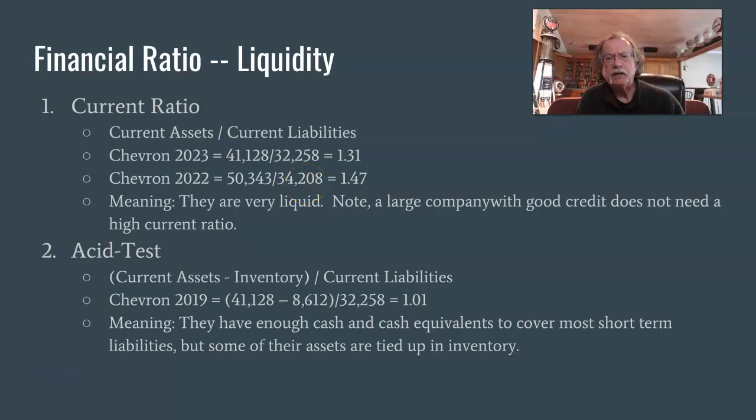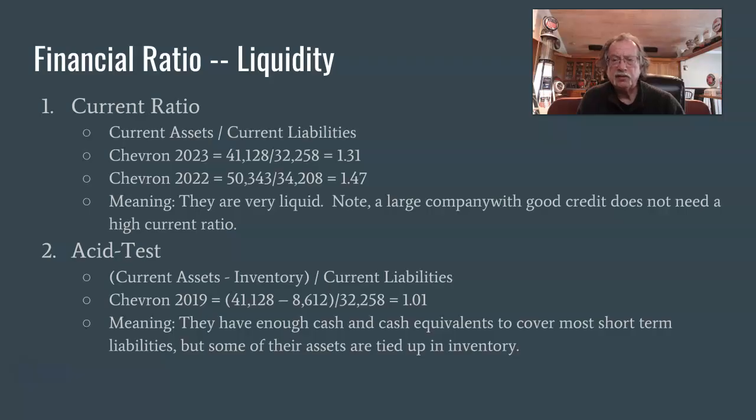Now, the 1.31 for Chevron in 2023 is not necessarily informative at all. You need to compare it over a couple of years. So the 2022 number is important. You see that the liquidity has dropped. You always want to have a ratio greater than 1. That means if all your bills come due tomorrow, you're able to come up with the cash to pay them off. The trend is important.